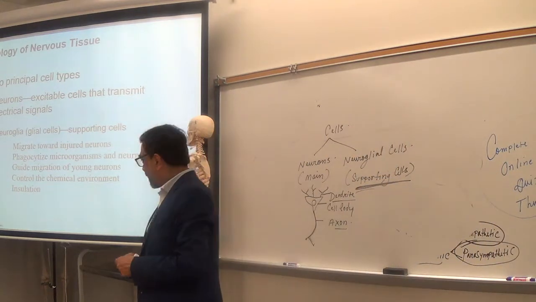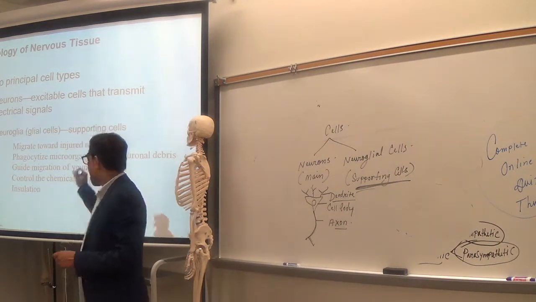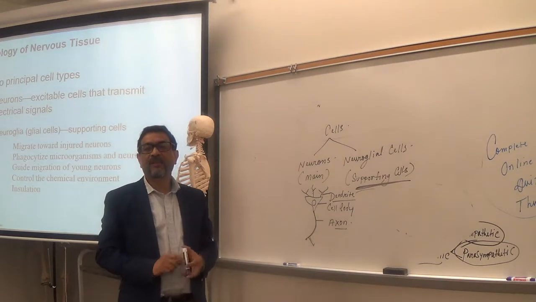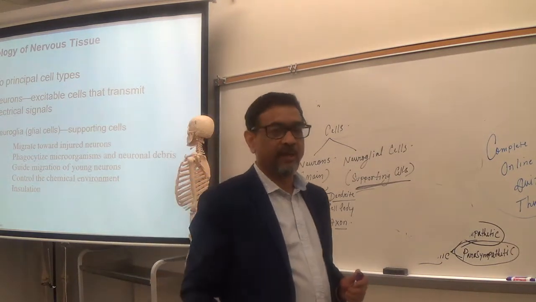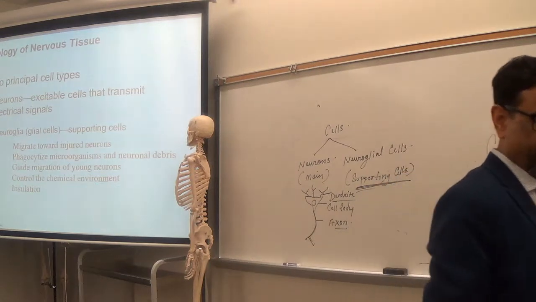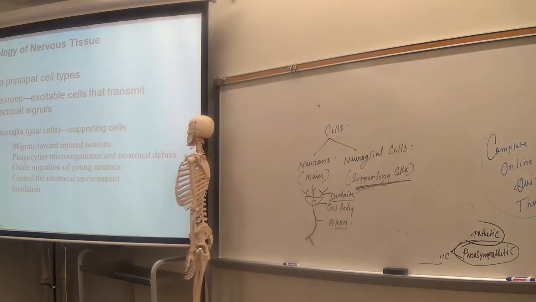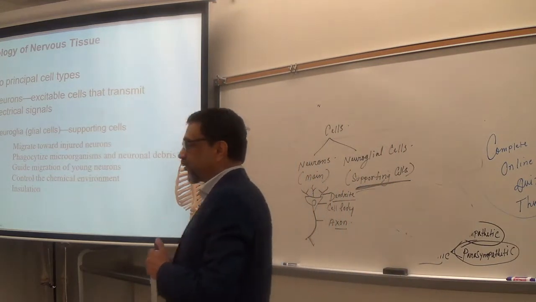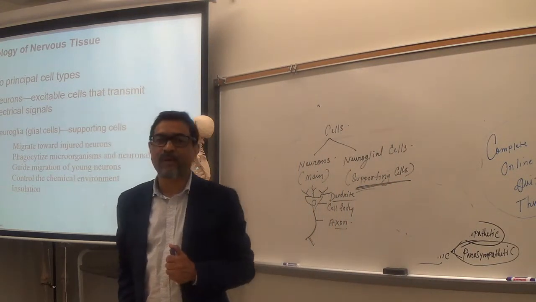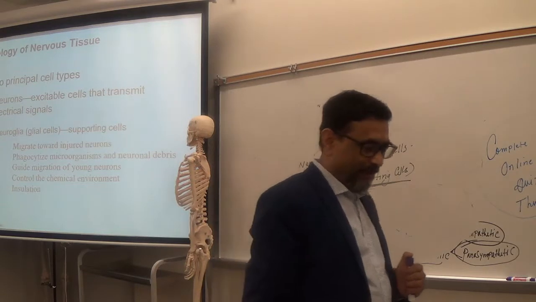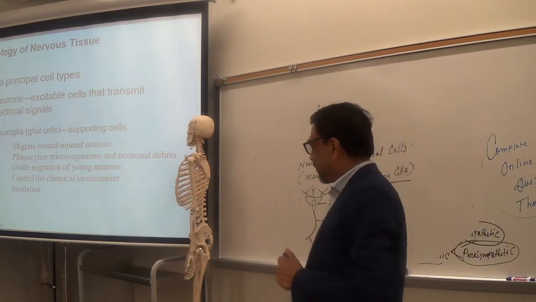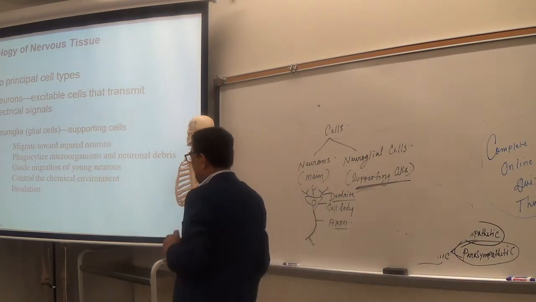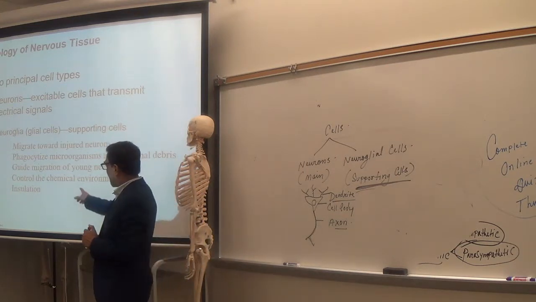Some neuroglial cells can engulf the microorganisms if any infection occurs in your nervous tissue. Some neuroglial cells can do what? Phagocytosis. It's like a macrophage. They will engulf the microorganisms.